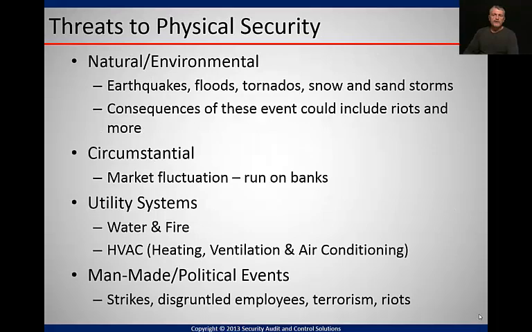Now, different threats do exist to physical security, and they can include natural or environmental threats. These include things like earthquakes, floods, tornadoes, snow, and sandstorms, and the consequences of these threats may include issues like riots, circumstantial market fluctuation, a run on banks, we've seen that as well, and utility system failures: water and fire, heating, ventilation and air conditioning. Then there are also man-made or political events such as strikes, disgruntled employees, terrorism, riots, and also sabotage.